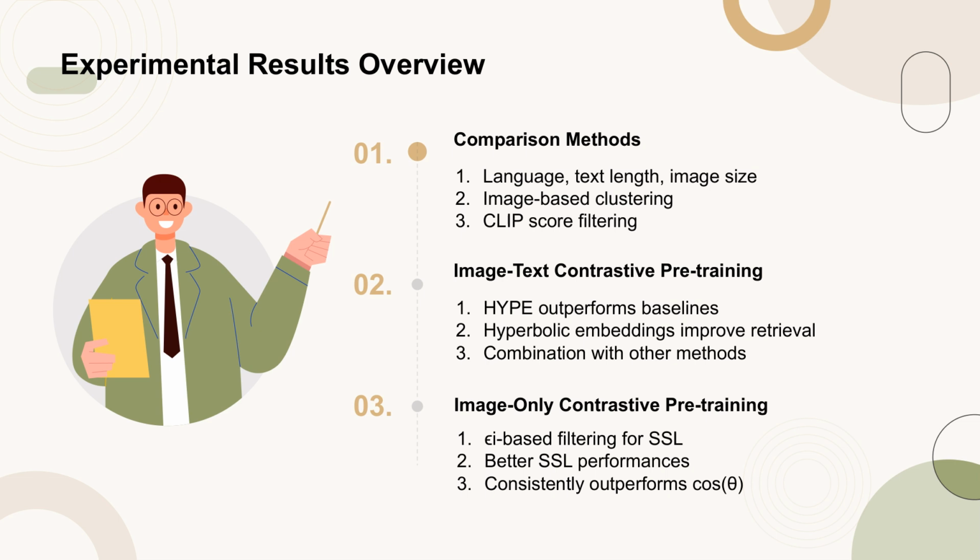These include simple baseline filters such as language, text length, and image size, as well as more advanced methods like image-based clustering and CLIP score filtering. Moving on to image-text contrastive pre-training, our results show that HYPE significantly outperforms other baselines. This is attributed to the effectiveness of hyperbolic embeddings in improving retrieval scores. Additionally, HYPE can be combined with other methods to further enhance performance.